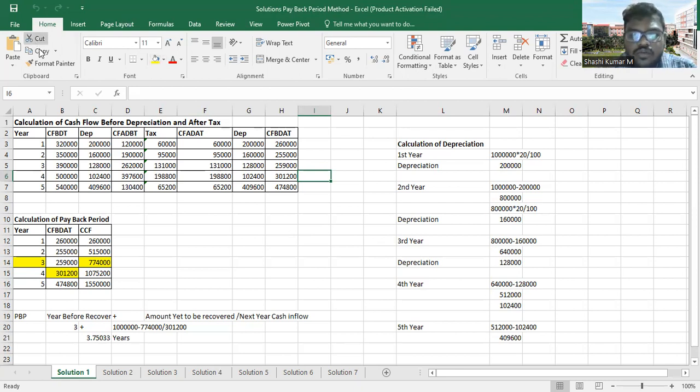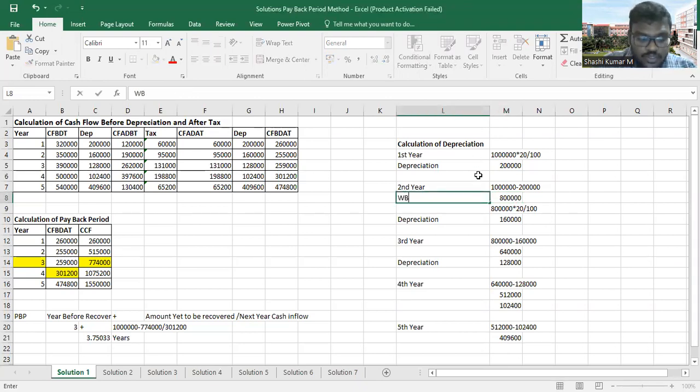How do we do the written down value calculation? In the first year the original cost is 10 lakhs, so at 20%, the depreciation will be 2 lakhs. After subtracting this 2 lakh, whatever amount we get will be the written down value as on the closing date. This closing value will be the opening value for the next year. On this value we are going to find the depreciation. So what is the next value?